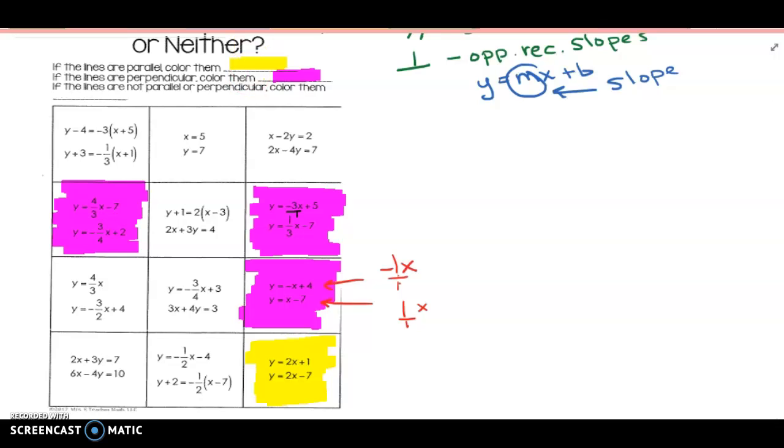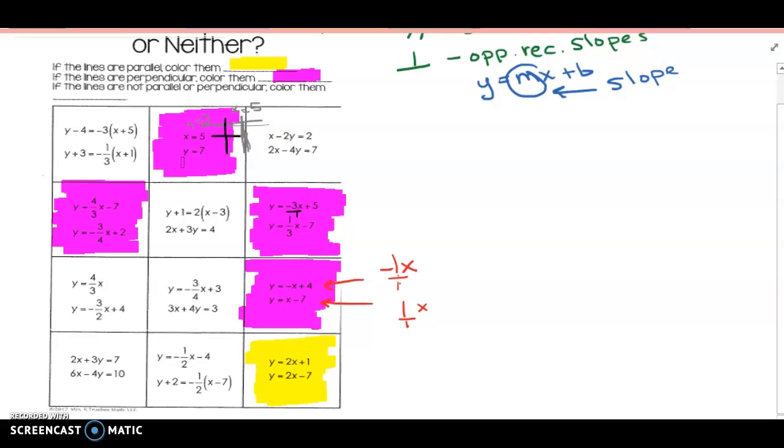Okay. If I look at this one right here, I have a coordinate grid. X equals 5, if you recall from Algebra 1, is a line that goes up and down like this that passes through 5 right here. And then y equals 7 would go right here. So this is a vertical and a horizontal line, wouldn't these be perpendicular as well? So I'm going to go ahead and mark that in like that.